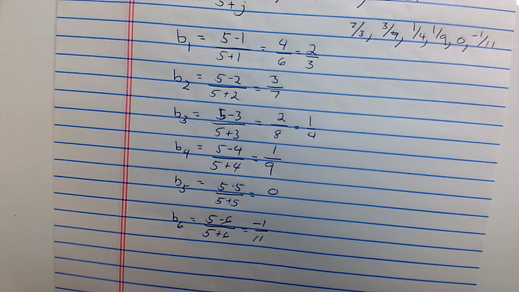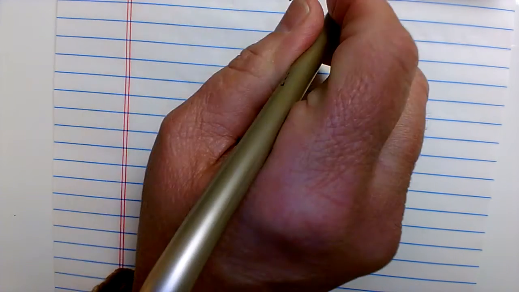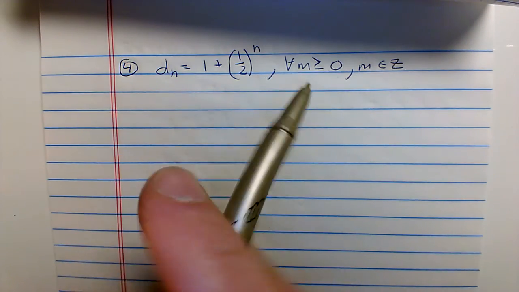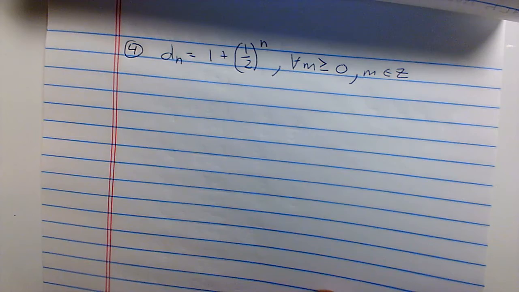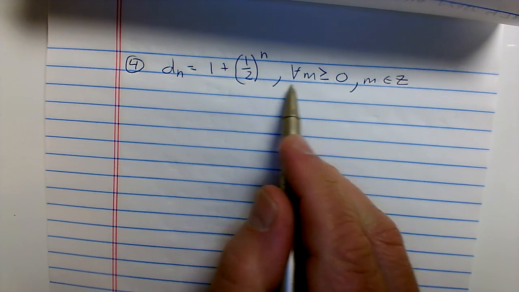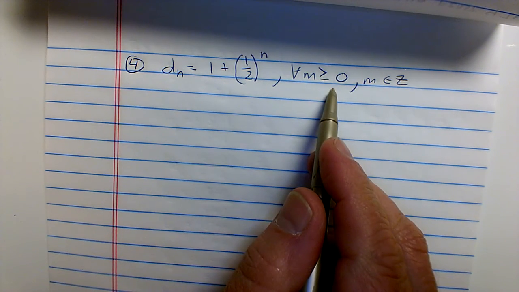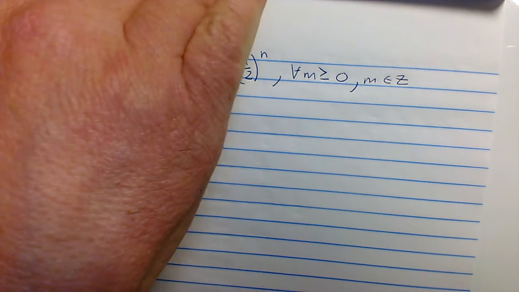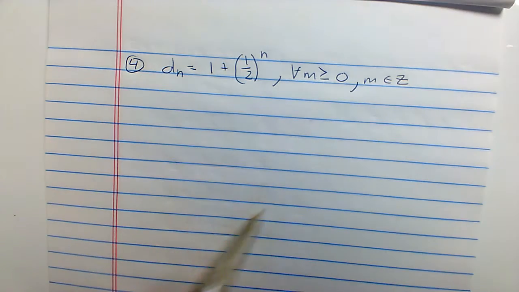Next, we're going to take a look at number 4. Here we're going to be starting at 0. Notice it's very important to have this initialization section. Without that, we really can't tell where we're starting.